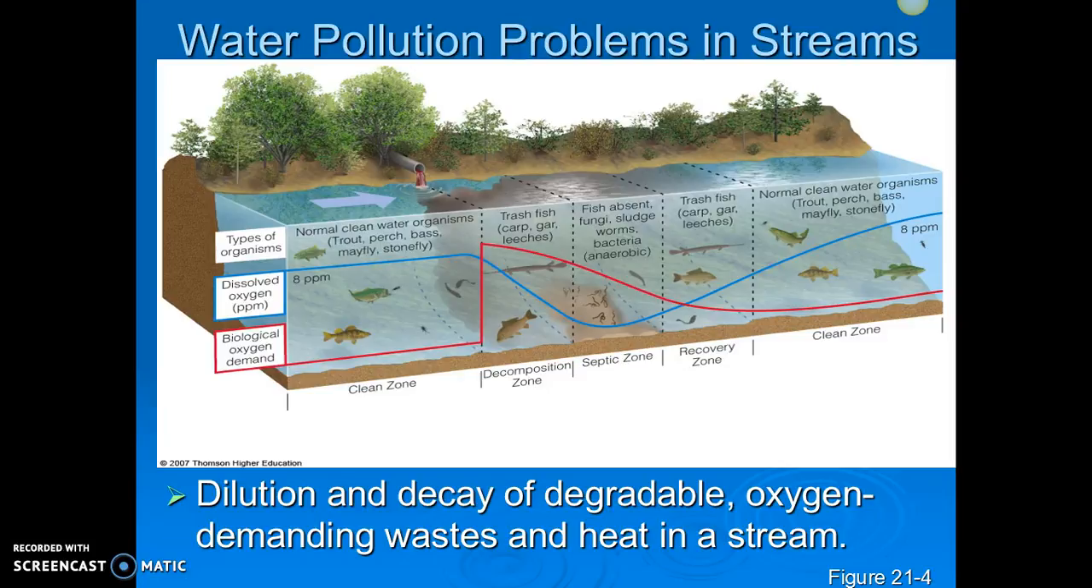So you're looking at oxygen demanding waste, those bacteria and decomposers, which can also produce heat and change the water temperature, which will also affect the type of fish or organisms that are going to be able to survive in that stream.